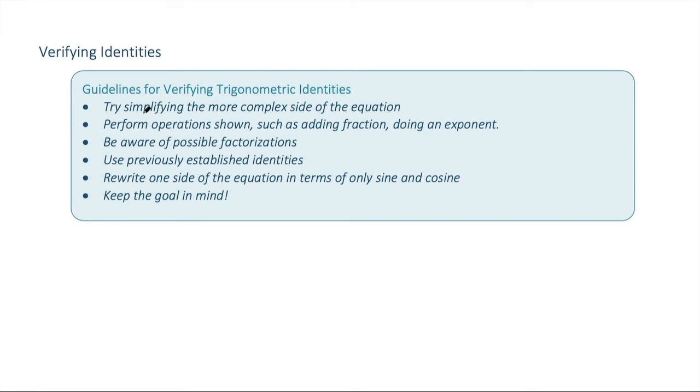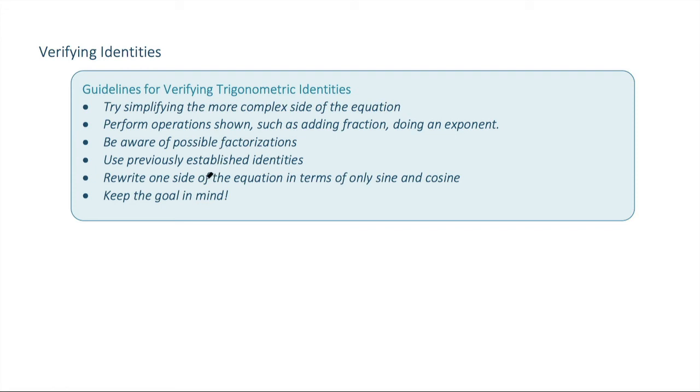First is we have two sides of an equation. The one that looks more complicated generally will be a little bit easier to work with because there will be more options with something that has more parts. Perform any operations that are shown, like adding fractions, actually performing an exponent on a binomial or trinomial or something like that. Perform operations that are occurring in there. Always look for ways to factor your expressions, and often you'll be able to find ways to cancel different common factors. Be aware of all identities that you already know about, things like the reciprocal identities and the Pythagorean identities, and so on.